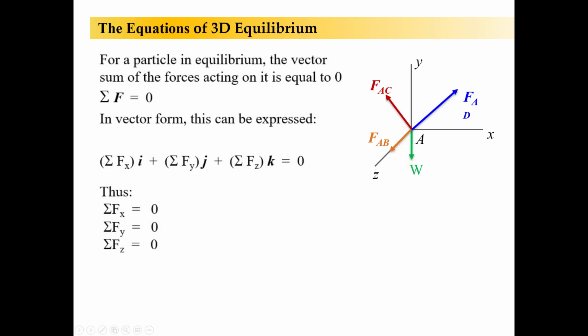Since there are 3 equations, we can solve for up to 3 unknowns. If there are 4 cables here, or 4 unknown values, you're out of luck. Too many to figure out. It's not that it's not stable. It's actually more stable. We'll talk about that later in the year, but it's just something you cannot solve with statics because you only have these 3 equations of equilibrium.